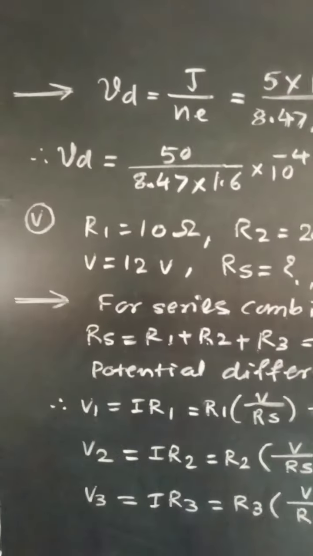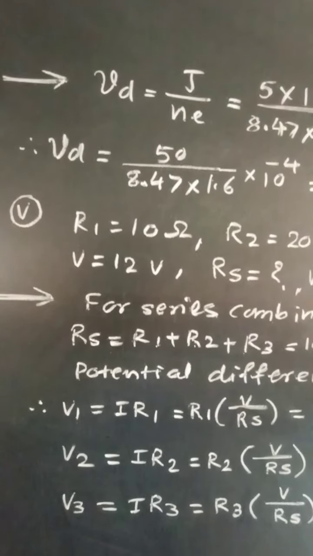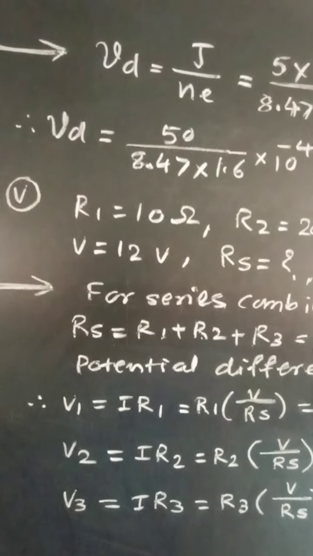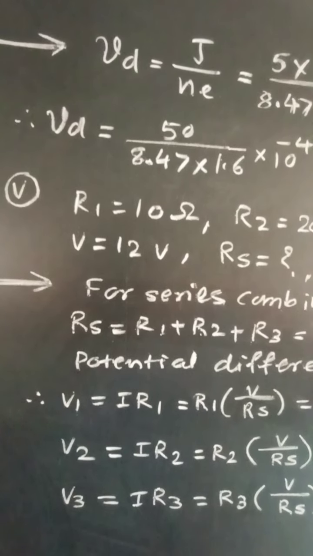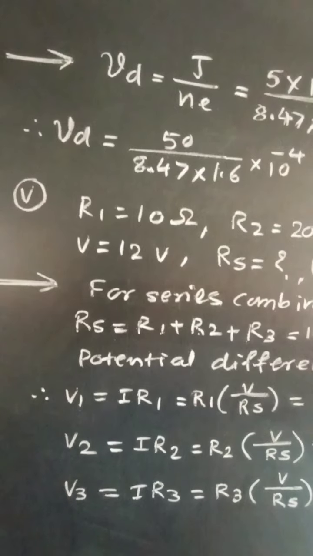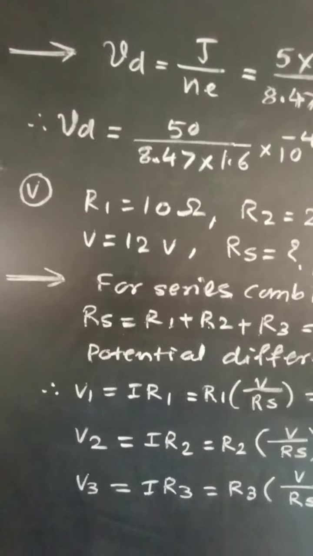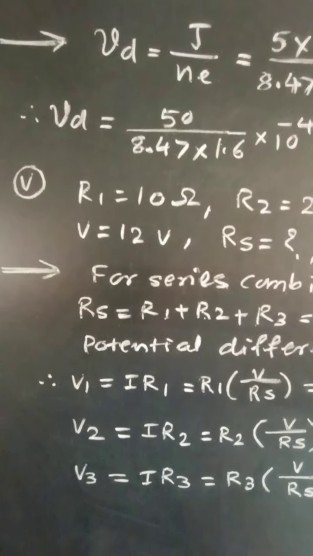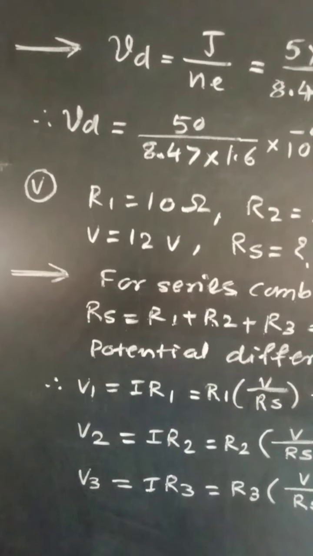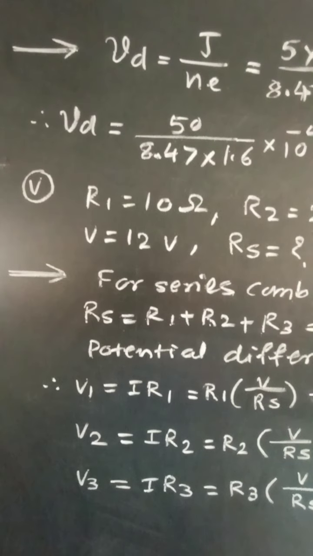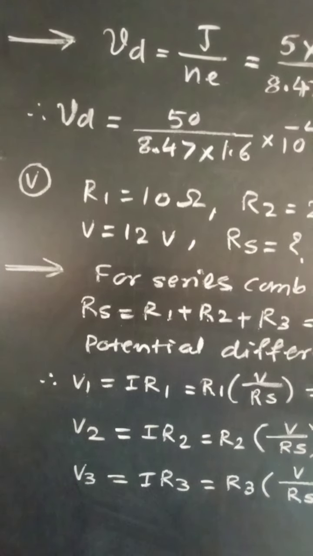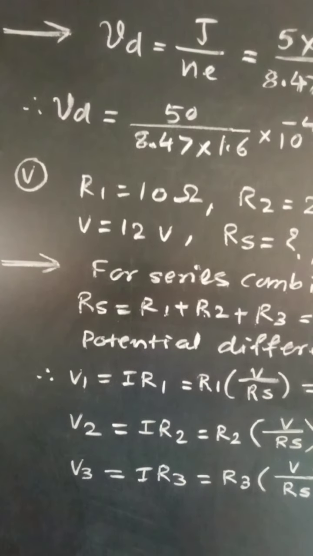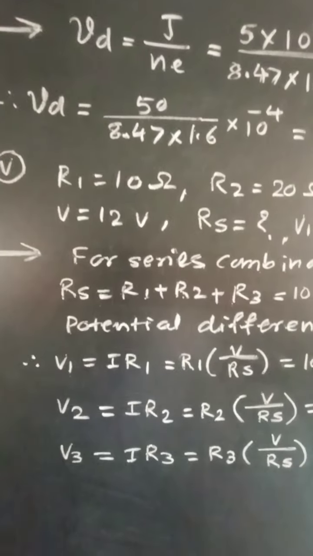Now let us see numerical number 5, which is given as: 3 resistances 10 ohm, 20 ohm and 30 ohm are connected in series combination. Then first find equivalent resistance of series combination, and then second, when this series combination is connected to 12 volt supply, by neglecting the value of internal resistance, obtain potential difference across each resistance.